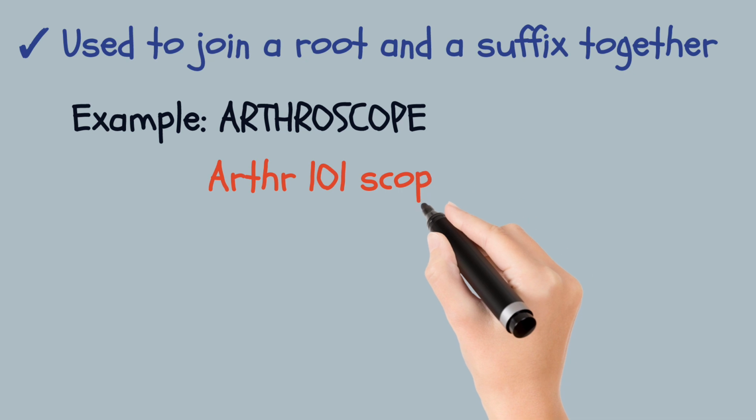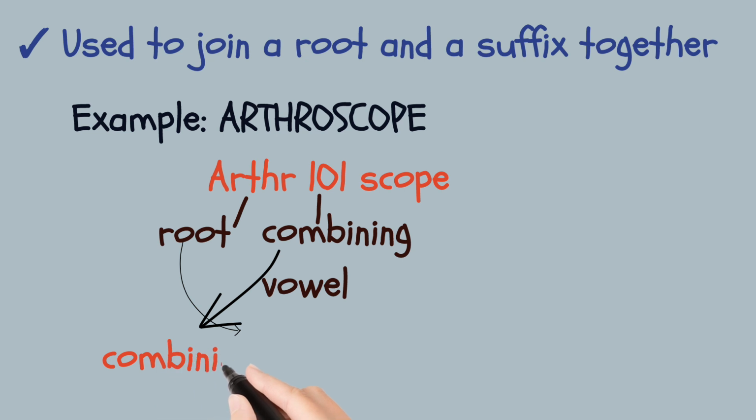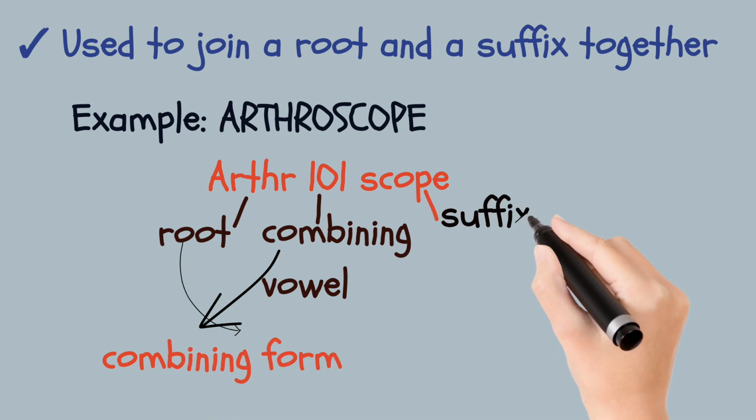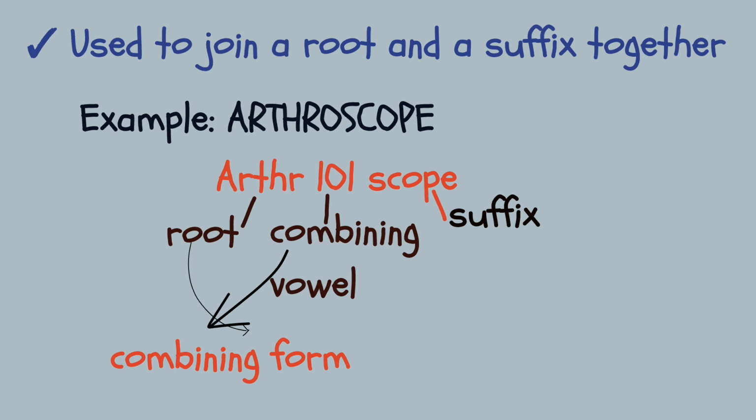A-R-T-H-R is the root, O is the combining vowel. Remember I said root plus combining vowel equal to combining form, which is arthro. Scope is the suffix. So this combining vowel O is used to join the root and the suffix together, which makes the word arthroscope. But this is only when the suffix begins with a consonant. As you can see here, the suffix, scope, begins with a consonant letter S. So it is not used when the suffix begins with a vowel. So assuming we have E here, this combining vowel will not be used.